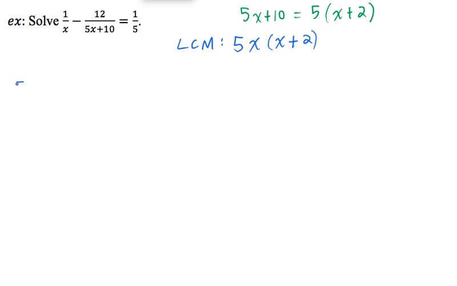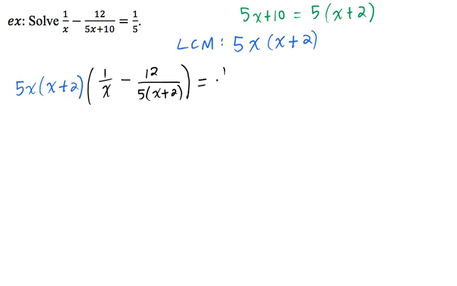So on the left we'll have 5x times x plus 2 and then times the whole problem, 1 over x minus 12 over, instead of writing it like this, I'll go ahead and write it in the factored form, 5 times x plus 2, just to make it more clear how this stuff's going to cancel, equals 1/5 on the right times 5x times x plus 2.